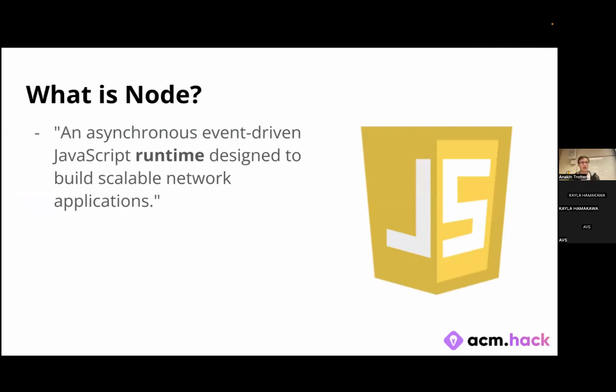Now we're going to talk about how we can actually code our own web server. In order to do that, a little bit of a review of what Node is. Node is defined as an asynchronous event-driven JavaScript runtime designed to build scalable network applications. And that's kind of a mouthful, so you can think of it as a runtime environment, which is the space where your code can be run, sort of like what the Java virtual machine is to Java or the Python interpreter is to Python. It just allows you to run JavaScript code on your computer.